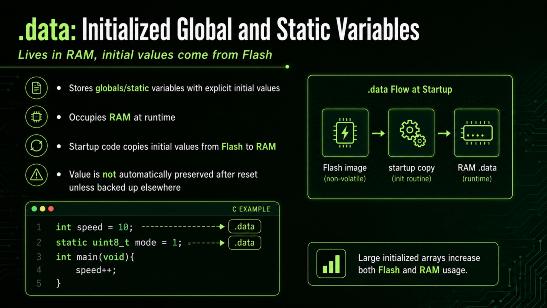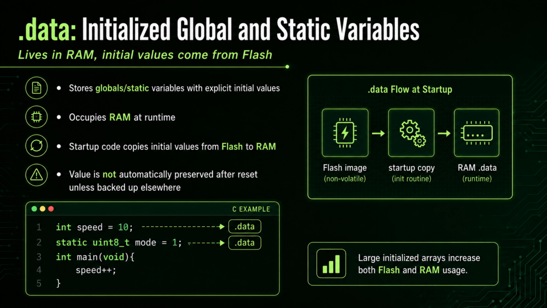For example, if we write int speed = 10, this variable already has a value before the program starts. When main begins, speed must already contain 10. But here's the important embedded detail. At runtime, this variable lives in RAM, because the program may change it. But the initial value must be stored somewhere permanent, because RAM loses its contents after reset or power loss. So the initial value is stored in flash as part of the firmware image.